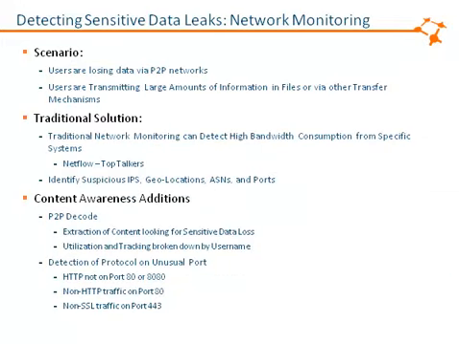Let's talk about just normal traditional network monitoring. So users are losing data via P2P networks. Users are transmitting large amounts of information and files via other transfer mechanisms. Right, so the traditional solution to combat this would be monitoring to detect high bandwidth consumption with specific systems. Basically, it's things like monitoring net flow, looking for top talkers. Did your top talker change from your highly active web server to some internal guy doing P2P stuff? Those will tend to surface in your common top talker graphs through MRTG or just general net flow monitoring. Identify suspicious IPs, geolocations, ASNs, and ports.